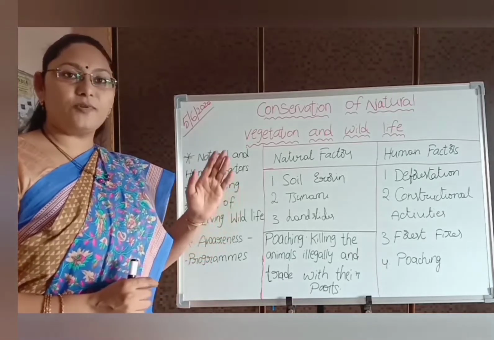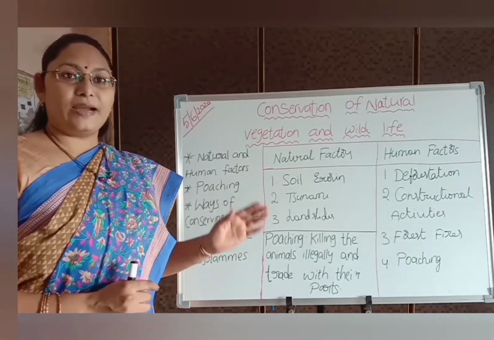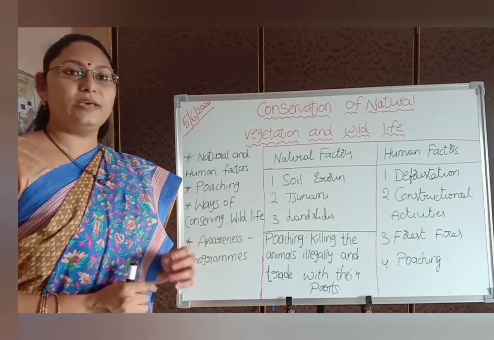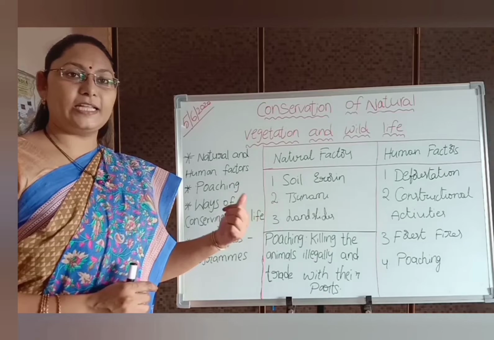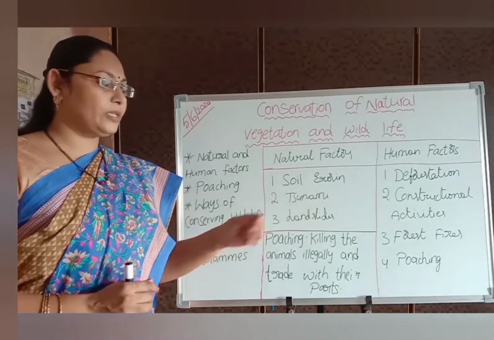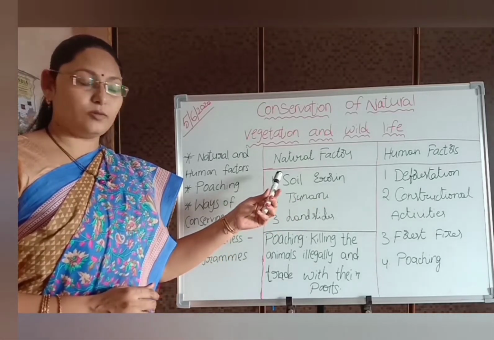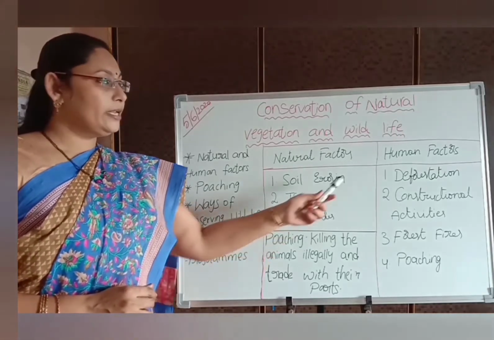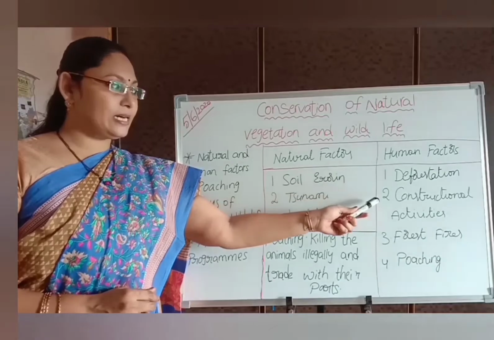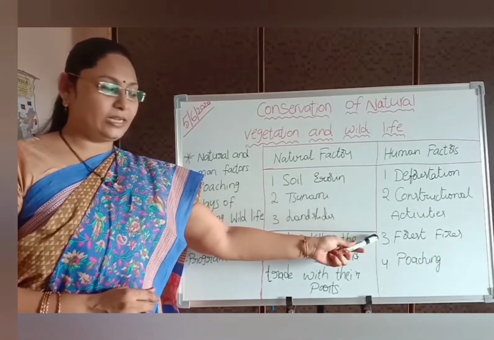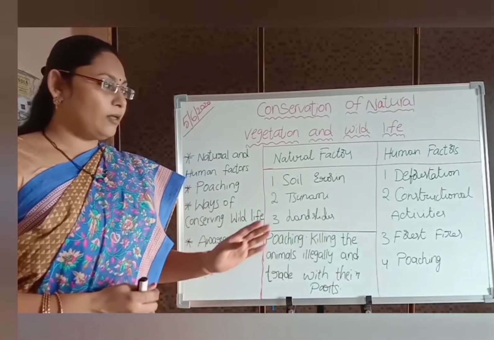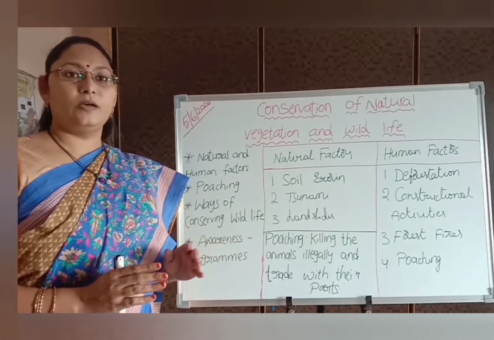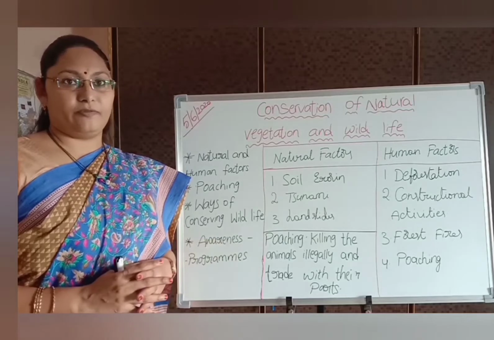In this, our first topic is factors that lead to destruction of natural vegetation and wildlife. We have two factors here, natural factors and human factors. In natural factors, we have soil erosion, tsunami and landslides. In human factors, deforestation, constructional activities, forest fires and poaching. All these activities collectively lead to the destruction of natural vegetation and wildlife.